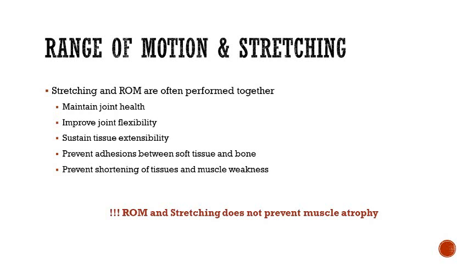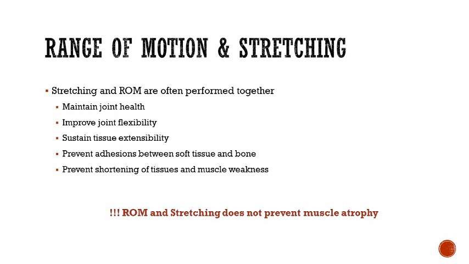One thing to keep in mind is that range of motion and stretching do not prevent muscle atrophy. This is a huge misconception about stretching and range of motion. Some veterinarians will recommend the owner do range of motion and stretching to help prevent muscle atrophy, which is not true. It may slow down the muscle atrophy process, but definitely would not prevent it.